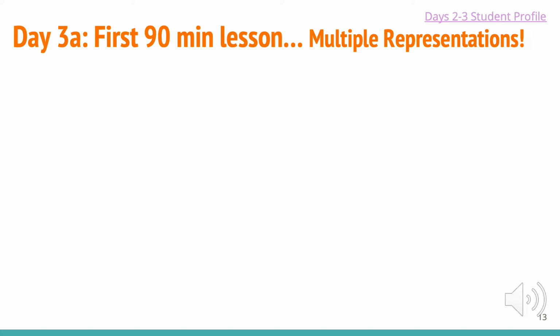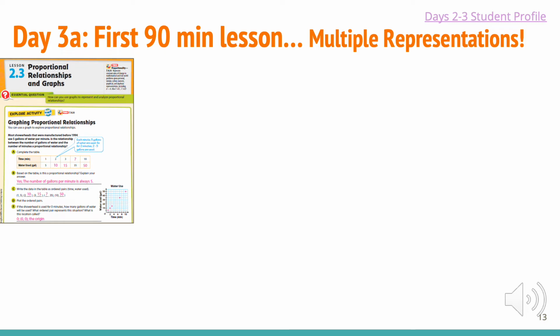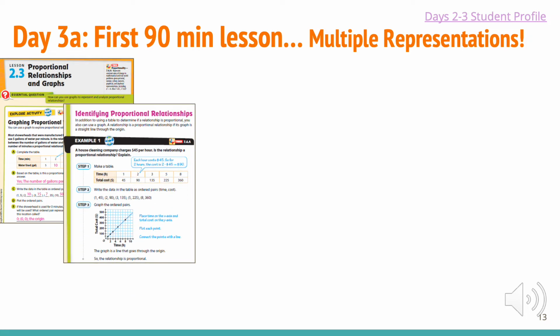Let's take a look at day 3. Day 3, we're going to be bringing in the multiple representations. And we're going to be graphing the proportional relationships. So from the table, building the coordinates, your x and y coordinates, and graphing them. Go Math will also address being a non-example of proportional relationships. Can you tell from a table whether it is or is not proportional?